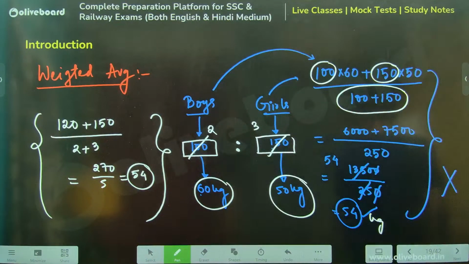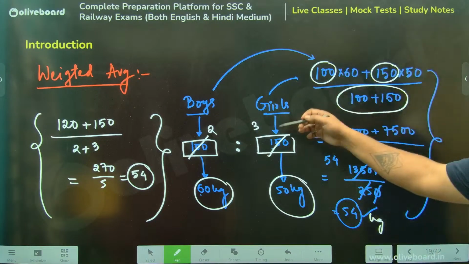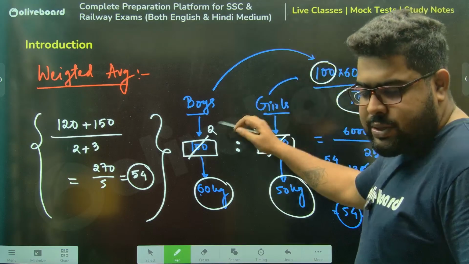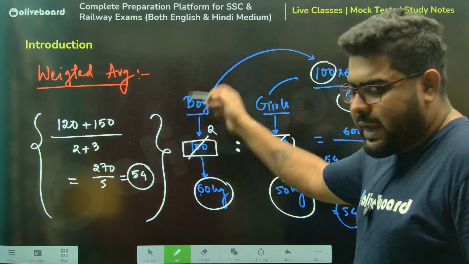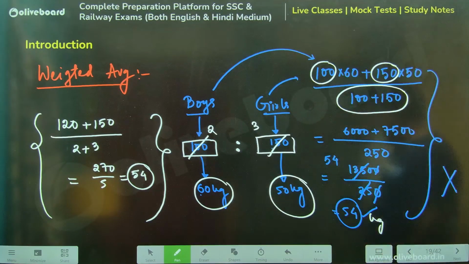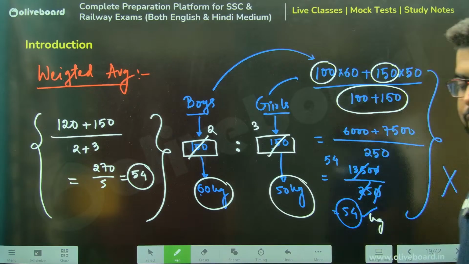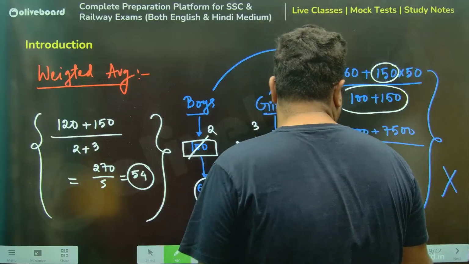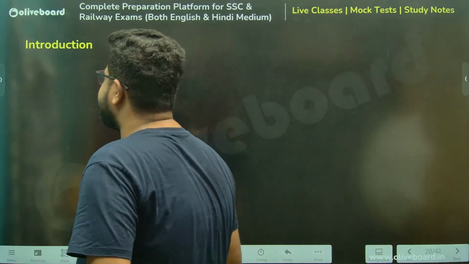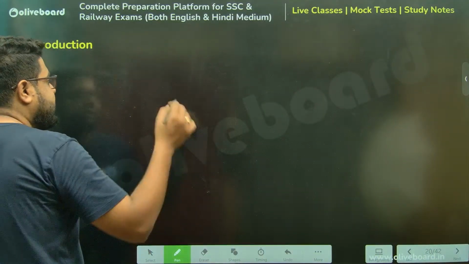Just by doing one simple thing, that 100 to 150 is 2:3, I was able to reduce my calculations so much. Clear everyone? Now the weighted average of this can be figured out in a different manner using alligation as well. Let's see that too, sir.